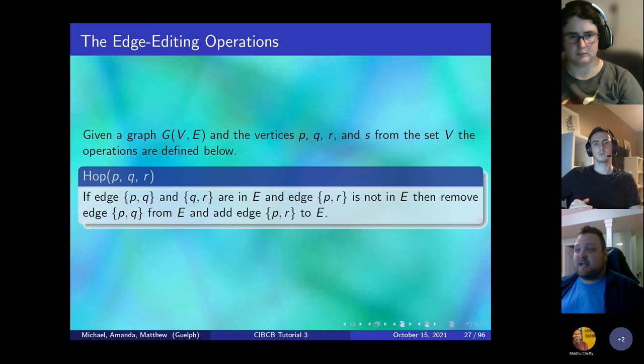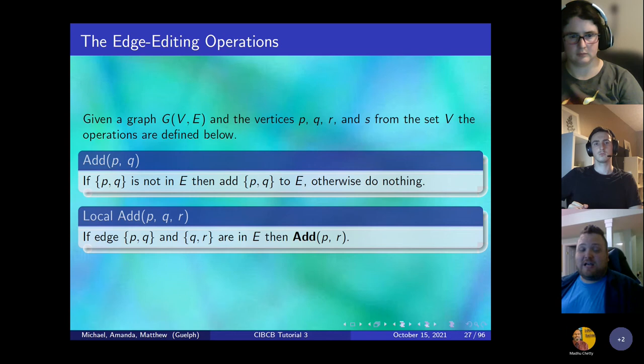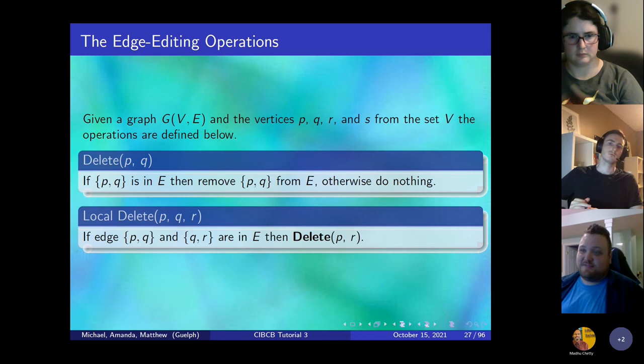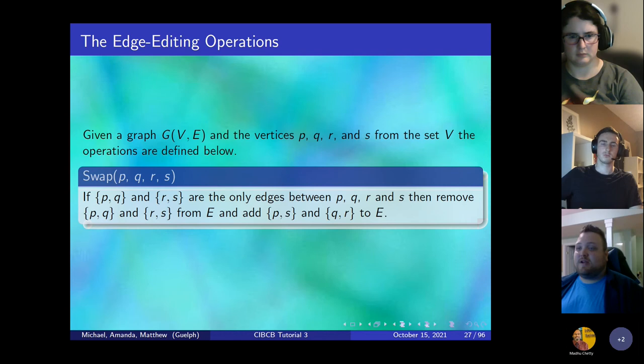Add adds an edge to the graph. Local add adds an edge locally. Delete deletes an edge from a graph. Local delete deletes an edge locally. Swap is the most complicated one and one of the original edge editing operations. If PQ and RS are the only edges between P, Q, R, and S, then remove PQ and RS from E, and add PS and QR to E.